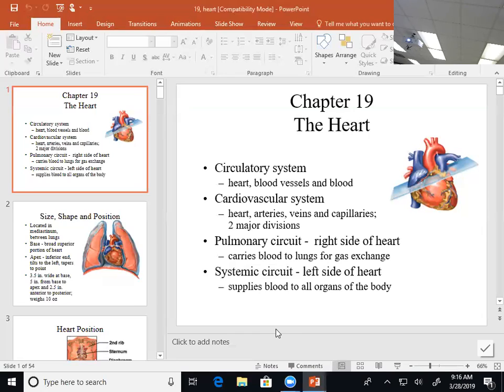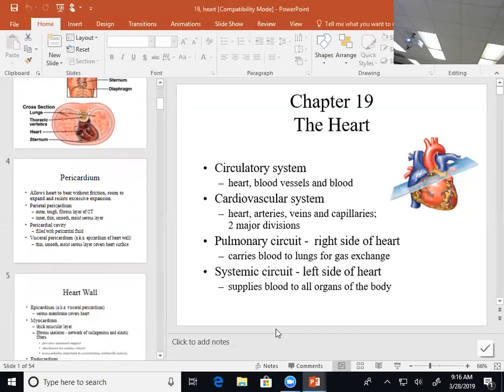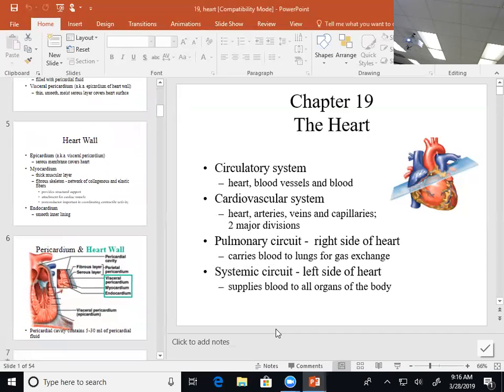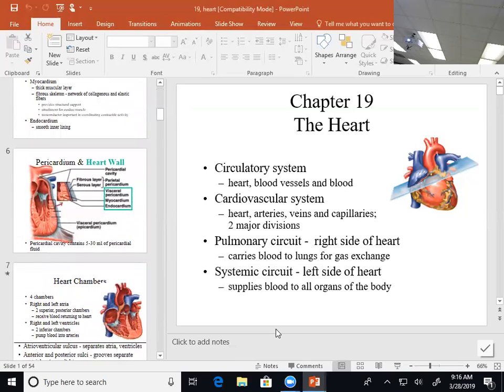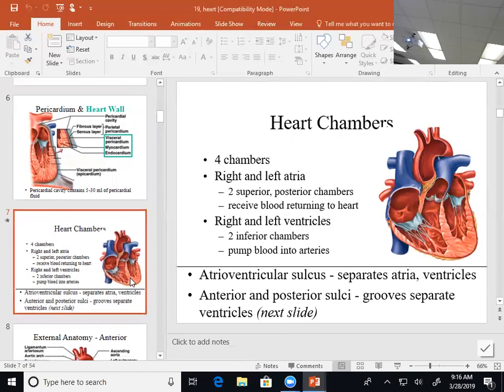Good. Ready to continue on today? Hope you feel like you know more about blood and the heart than maybe you did, and circulation is going to be important to do.